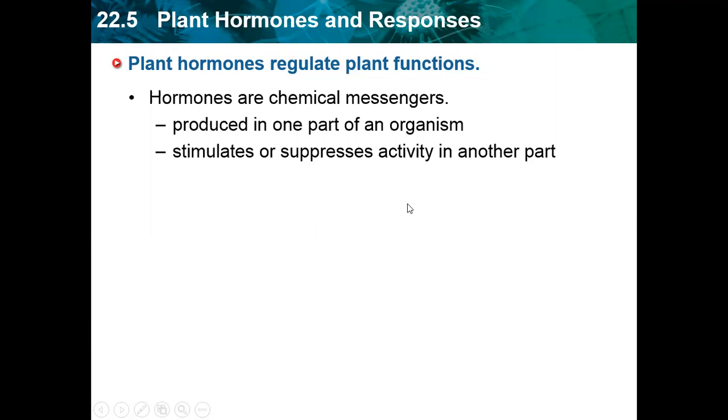If you want to give a definition of hormones, a hormone is a chemical messenger produced in one part of an organism that stimulates or suppresses activity of cells in another part. The meaning is it's made in a part of your body and moved to another part of you to carry out some other functions in it.